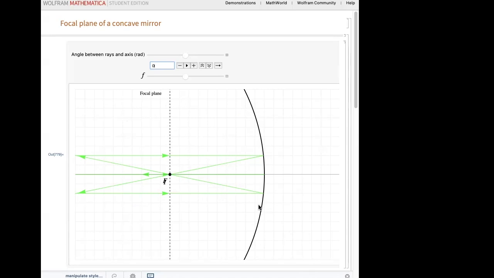Because these three rays are parallel to the optical axis, or at least very close to being parallel to it, they get reflected through the focal point, and so we get an image of the distant object here.